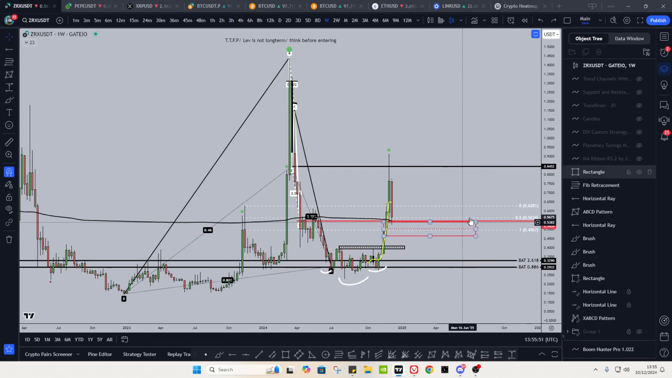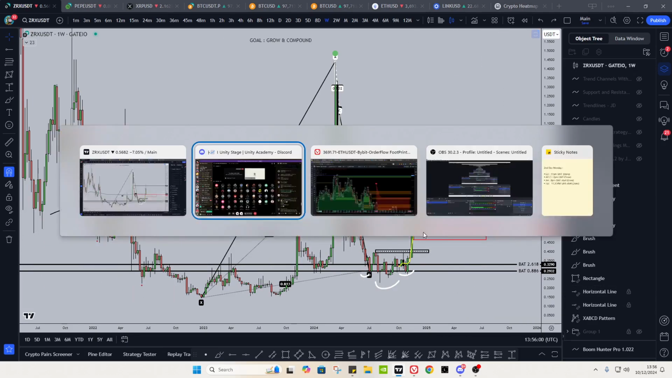So that's how I'd personally do ZRX right now. This red box would be what I define my entry model around. A lot of confluence in the area we're currently at.